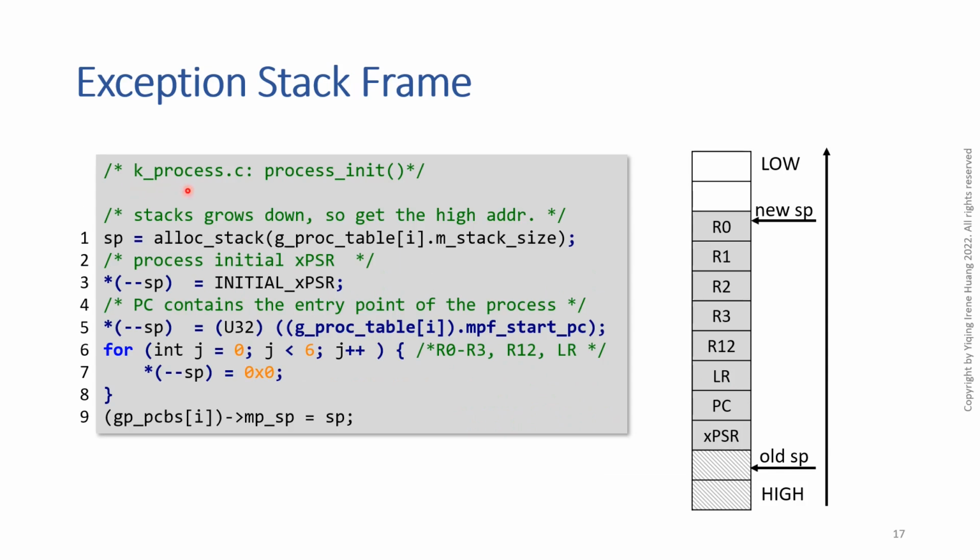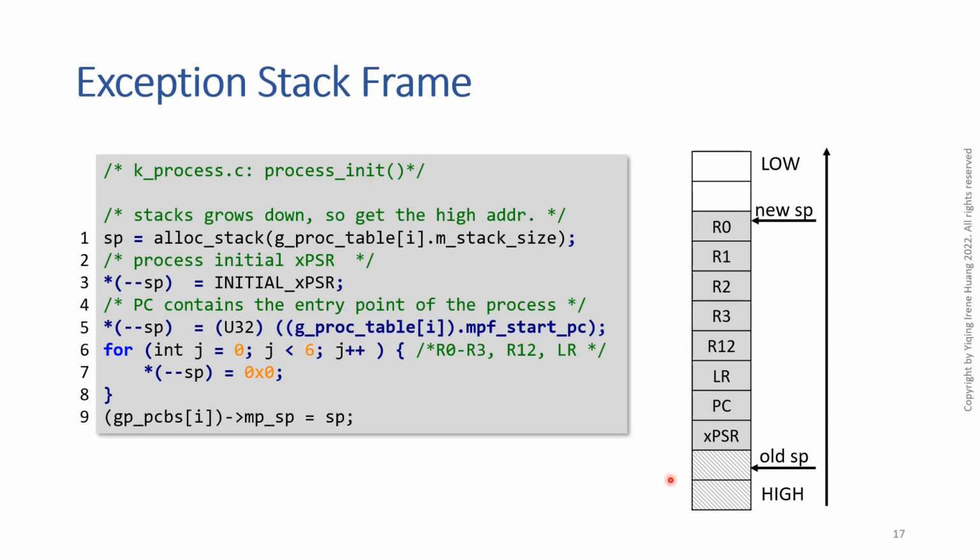Inside k_process.c, there's a function called process init. I have put the code to create the exception stack frame here. For each single process, we create an exception stack frame manually. So how do we do it? We first allocate some stack space for the process, and once we allocate the stack space, this is where the SP starts. Then we manually write to the memory locations to create this exception stack frame.